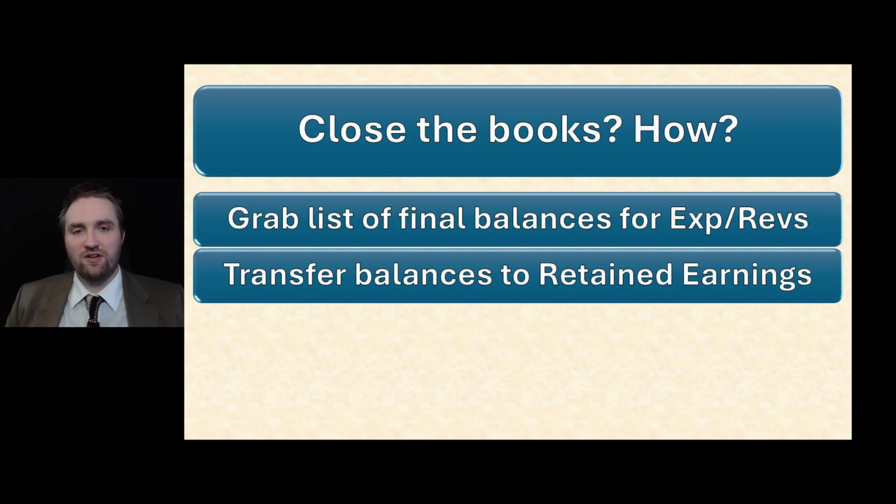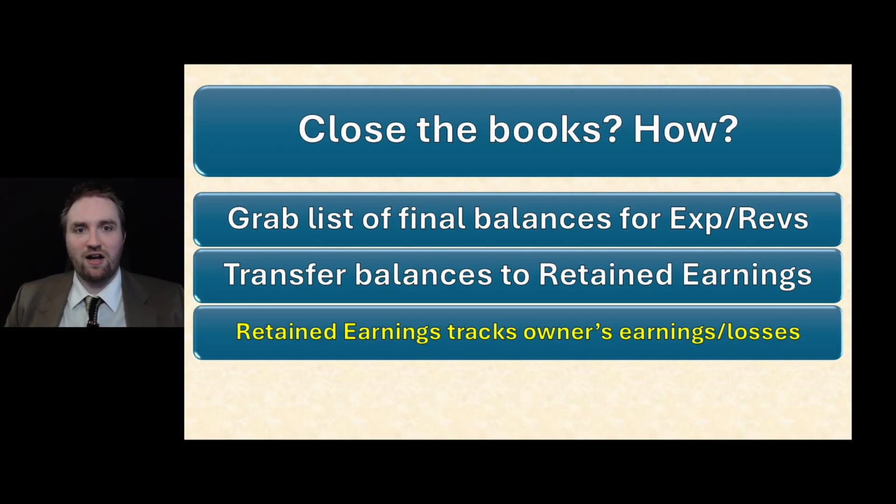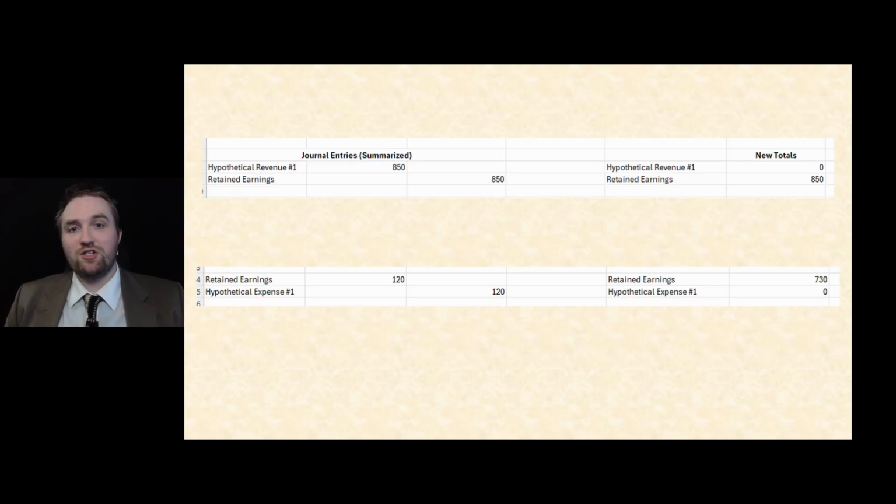We transfer the retained earnings to, as you might imagine, keep track of what the owner has earned or lost in the business over time. For each of the listed revenue accounts, debit the account for their period balance and credit that balance to an account called retained earnings. For example, for hypothetical revenue number 1, we would debit it for its full amount of $850 and credit retained earnings for that amount, zeroing out hypothetical revenue number 1 and updating retained earnings. Remember that retained earnings is an owner's equity account and therefore a credit normal balance.